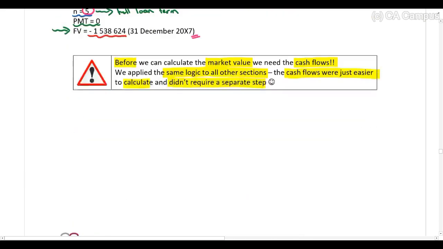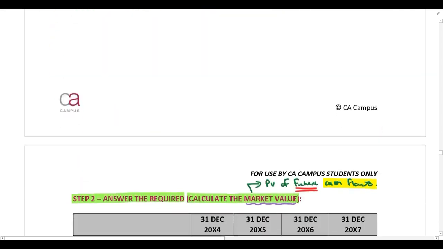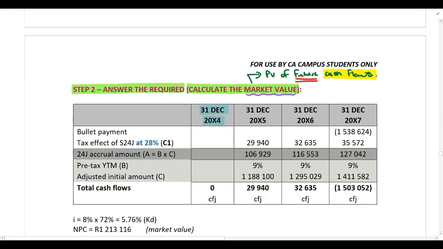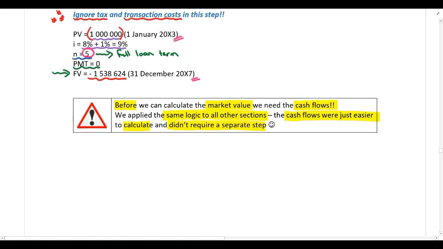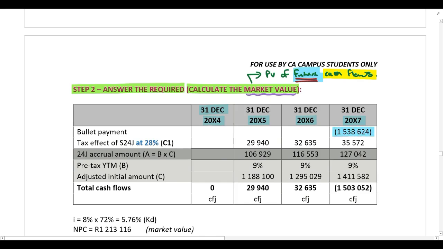However, please remember dates are very important in these questions. You are required to calculate the market value at the 31st of December 20X4. So our first column is 31 December 20X4. We then have 31 December 20X5, 20X6, and the loan is repaid on the 31st of December 20X7. Only look at future cash flows in your calculation. So what are our future cash flows? On the 31st of December 20X7, we have an outflow of 1,538,624. So show your cash flow over there.